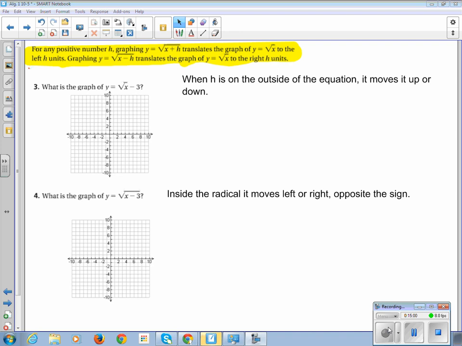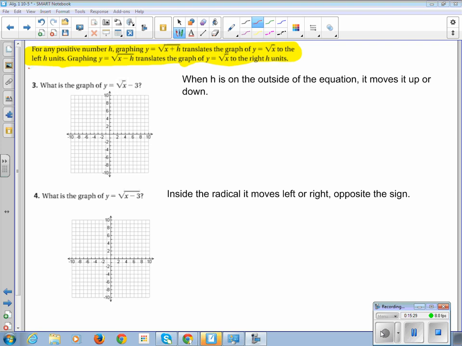The story of translating graphs is that when your h value is on the outside, like it is here, it's going to move your parent function up or down. So I'm going to put the parent function on here, and then you guys can move it up or down with me. So I'm going to graph the parent function that we graphed together. Do not graph this because I'm going to move it.